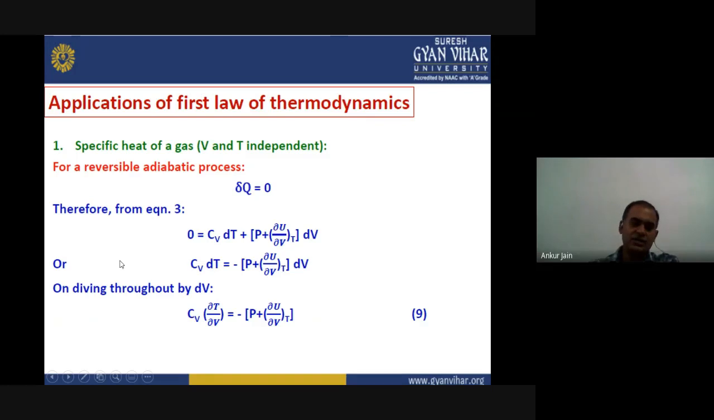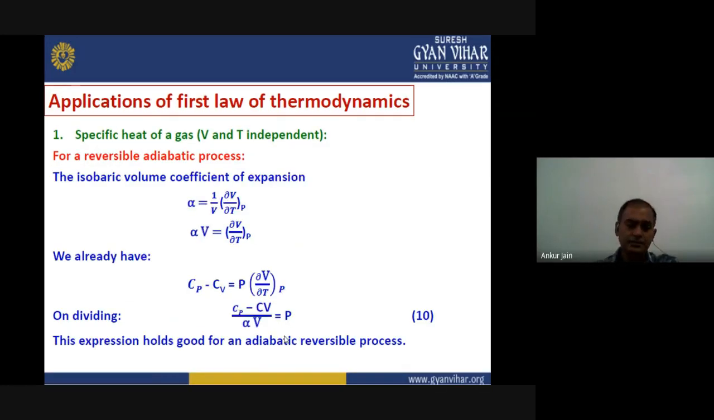If we take it on the other side, it will become Cv into dT equals minus bracket P plus del U upon del V at constant temperature into dV. Now if we divide it by dV throughout, then it will become Cv into del T upon del V equals minus bracket P plus del U upon del V at constant temperature, and this is termed as equation number 9.